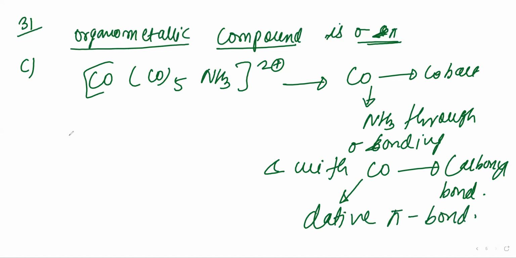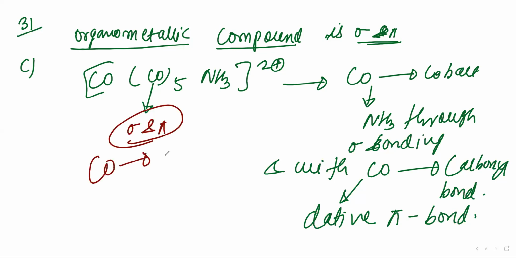So please write this one. So carbonyl contains both bonds, right? It contains sigma and pi bond both. So remember this one here. This CO is your carbonyl compound or carbonyl ligand.